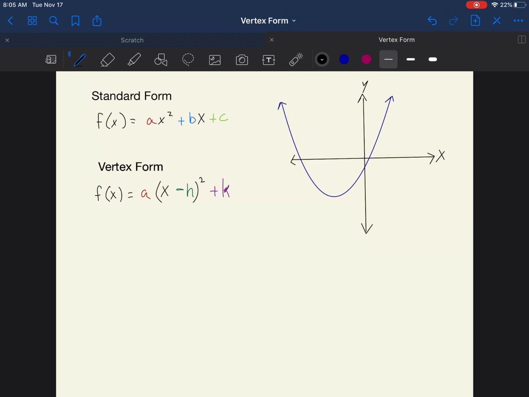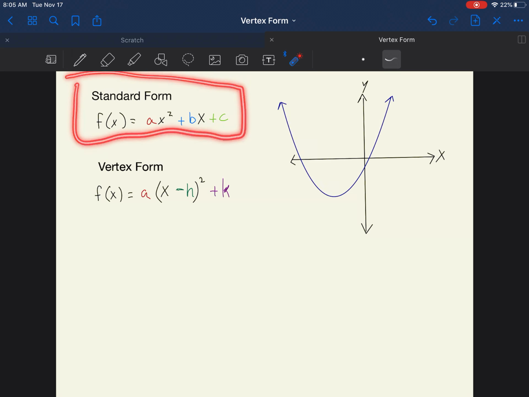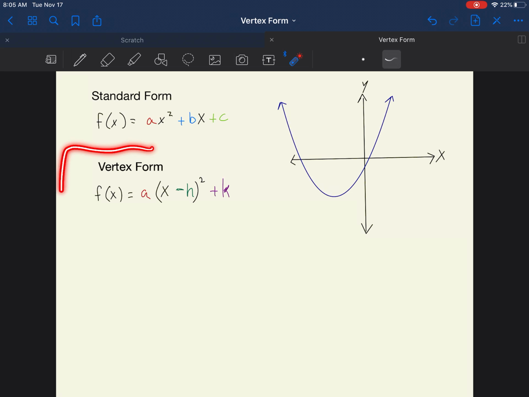So today what we're looking at is we've been looking at quadratic functions. Specifically, we've been focused on our standard form. But if you go back to that quadratic function sheet we did the other day, there was another form called vertex form, and that's what we're going to look at today.